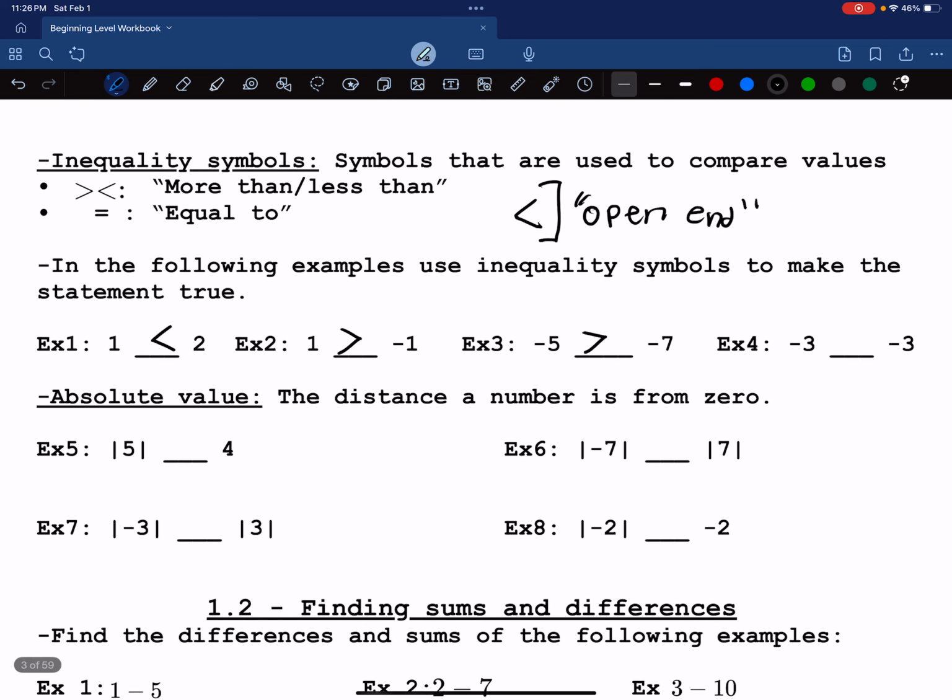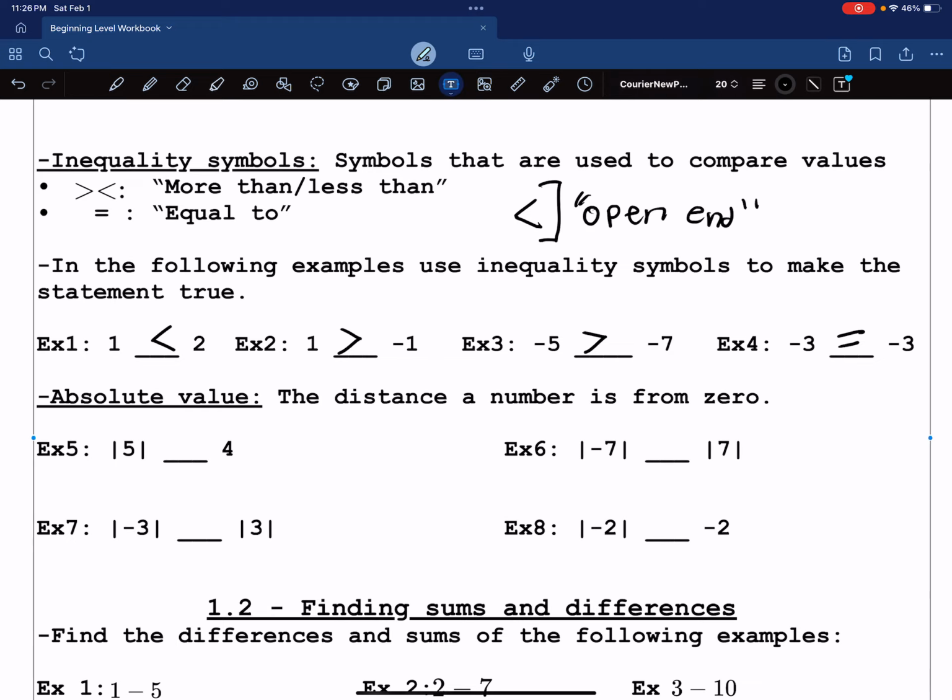And then in the end, example 4, we are comparing the values -3 and -3. And in this case, since both the numbers are the same, we just write the equal symbol or the equal sign.